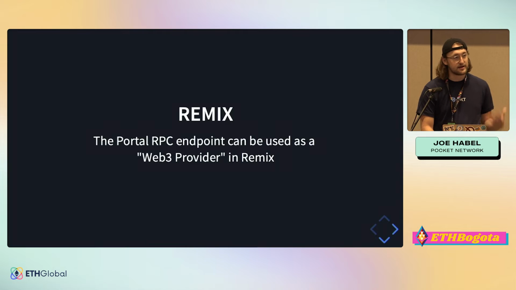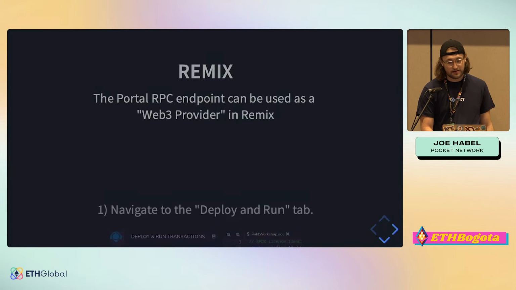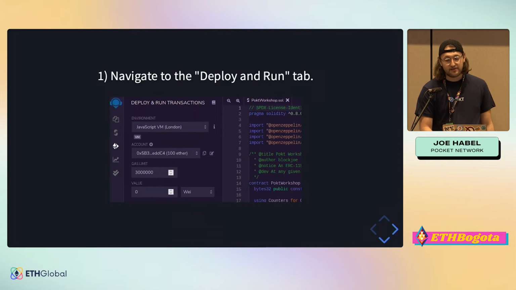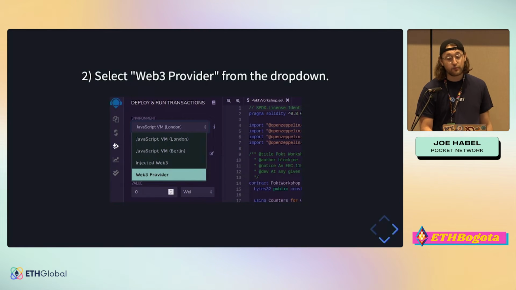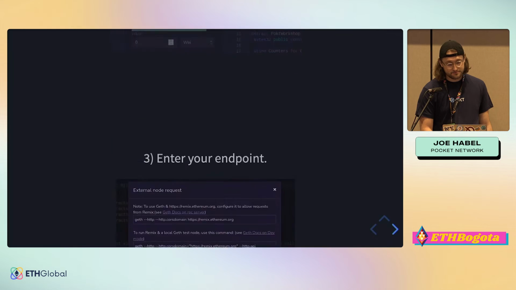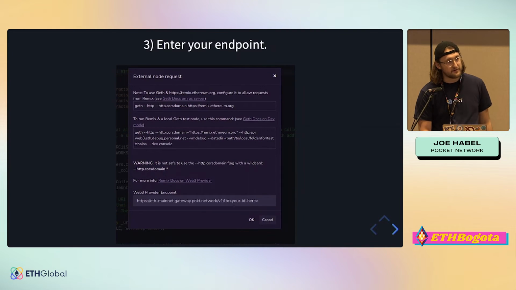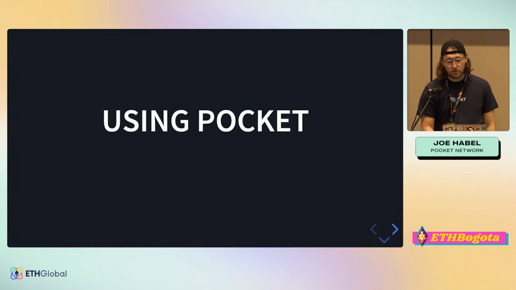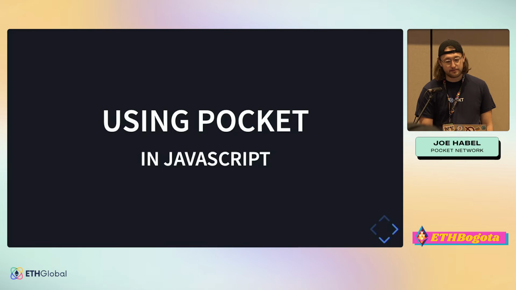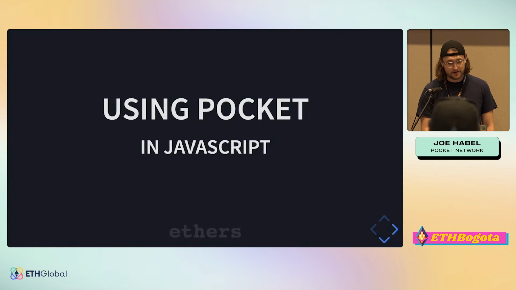Remix: let's say you've never really built with us before and you want to just drop it in and start using us in a more IDE environment. All you have to do is navigate to the Deploy and Run tab, select Web3 provider from the dropdown, and then put your endpoint in right there, and you're good to start deploying and testing with us in Remix live as well.